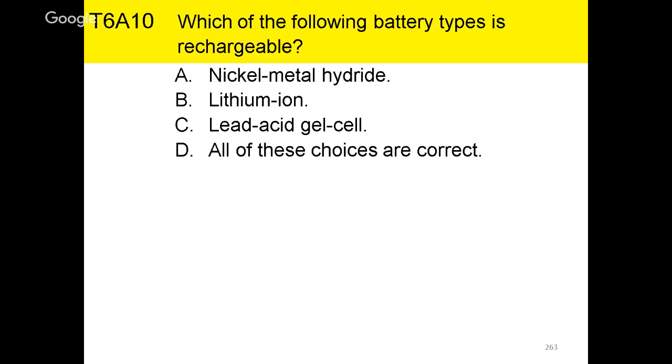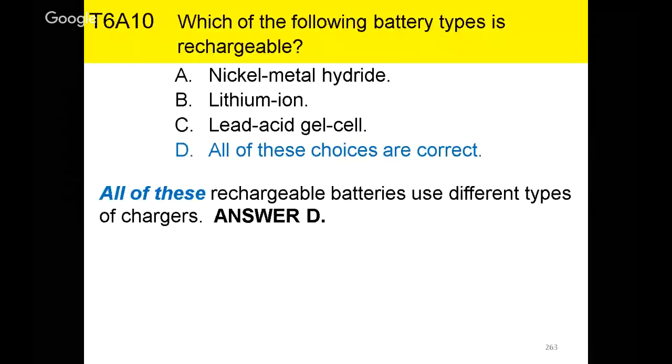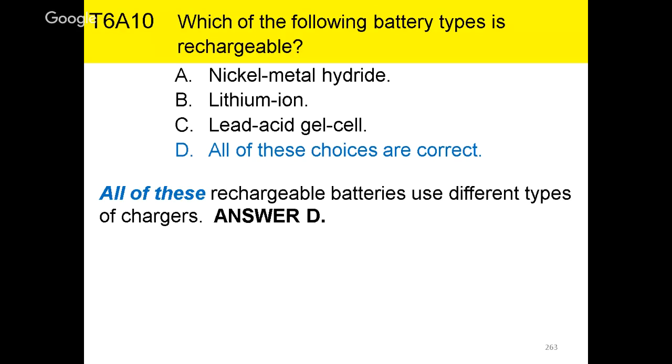Now, which of the following battery types is rechargeable? There's a lot of different types of rechargeable batteries out there these days. One of them that's not really rechargeable is an alkaline or even a standard carbon battery, but definitely the nickel metal hydride, the lithium ion, and the lead acid or gel cells. Of course, all those answers are correct. They are rechargeable batteries. A lead acid or a gel cell is kind of like the battery in your car. Lithium battery would be something like in your cell phone. Nickel metal hydride is just another type.